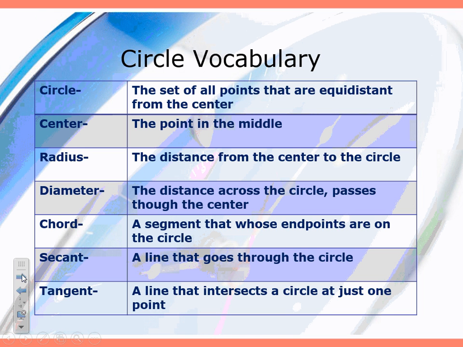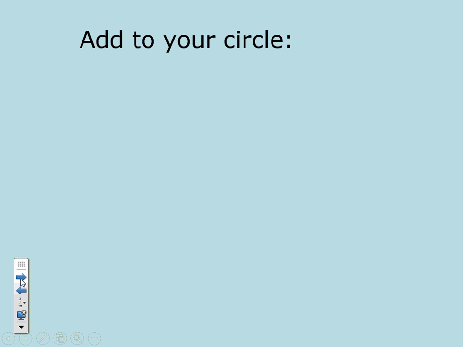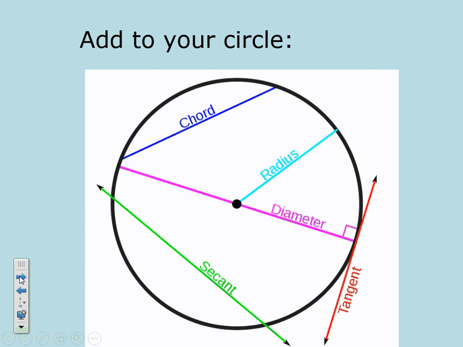And chord, secant, and tangent are new to us. Chord is a segment whose endpoints are on the circle. A secant is a line that goes all the way through the circle. And a tangent is a line that intersects the circle at just one point. So these words and definitions here need to get written into your notes. You have the chart, so just write those definitions in there, and then we're going to illustrate them on the circle you'll see here in a minute. So add these illustrations to your circle, okay? We're going to put them all on that same circle so you can see the subtle differences between them.